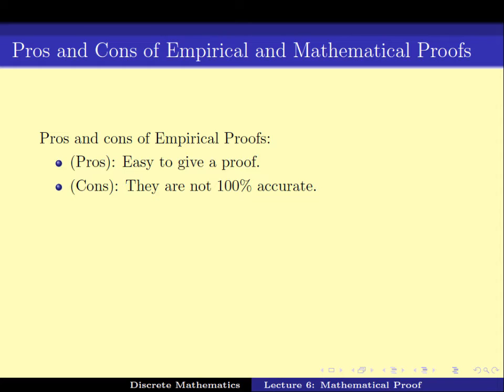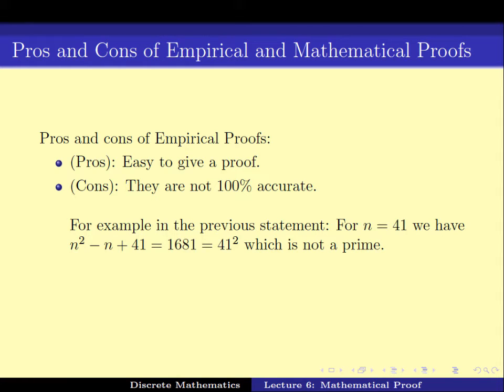So, there might be a mistake somewhere. There might be some n for which it is not true. And in fact, that's what happens. For example, if you take n equals 41 in that example, we do get n squared minus n plus 41 is 1681, which is 41 squared, which is clearly not prime because it's the square of an integer. So while we had made some experiments and for most of the instances we did get this statement to be correct, yet the statement was not correct.